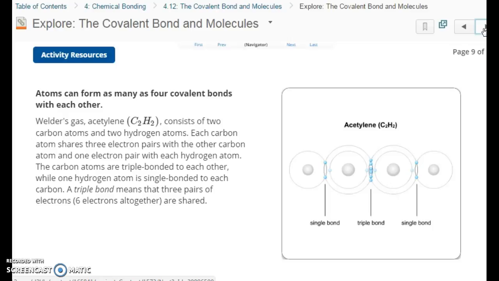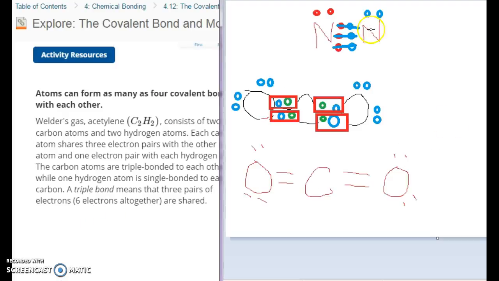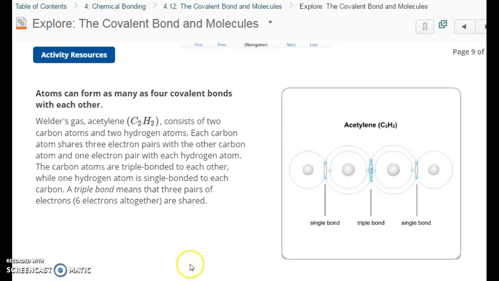Atoms can form as many as 4 covalent bonds with each other. Okay, so for example, we showed carbon here. It has the 1, 2, 3, 4 bonds. It can form up to 4, but you never have a quadruple bond. The most you can have between two atoms is a triple. But you can have 4 altogether when you're counting all the way around the atom.